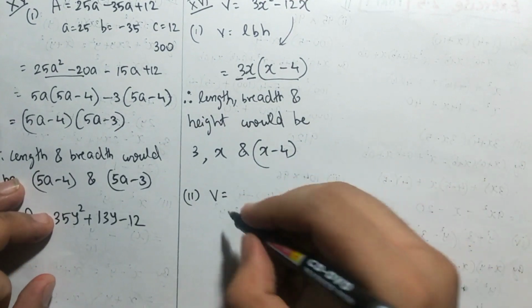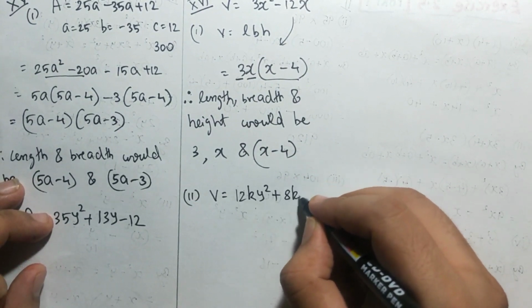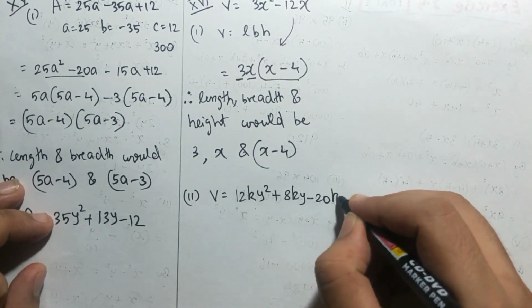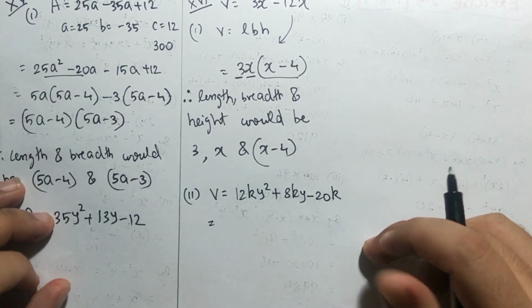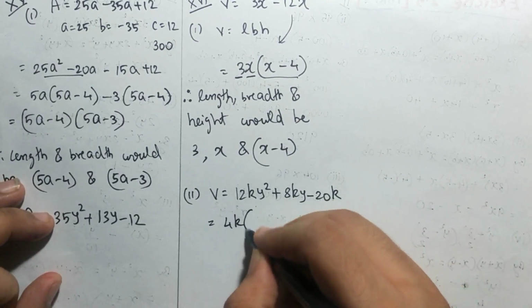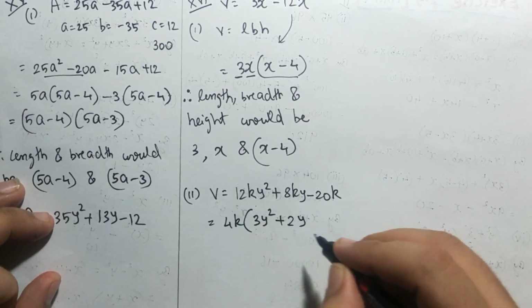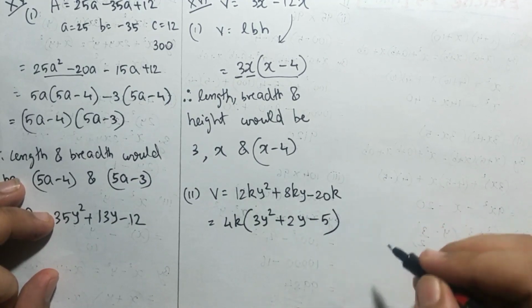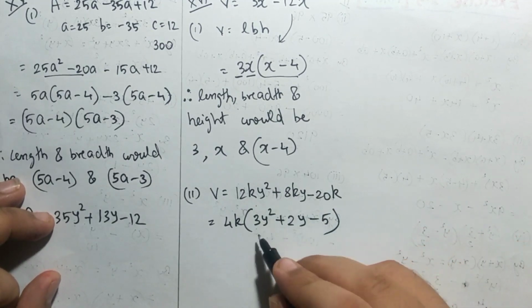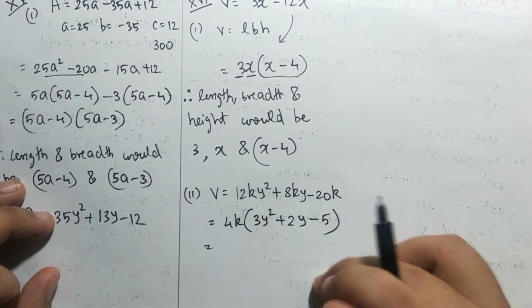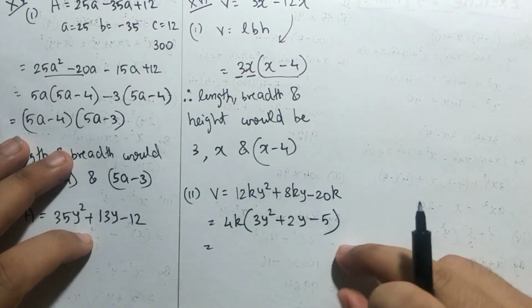I am solving that. 12k y square plus 8ky minus 20k. First of all, three terms. Anything common? Yes, 4k is common. So it will become 3y square plus 2y minus 5. Now as you can see, there are three terms in the bracket. You have to again factorize it, till the last term. In this sum, it can be factorized, so I will continue.